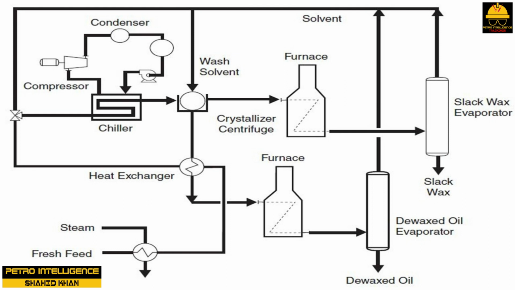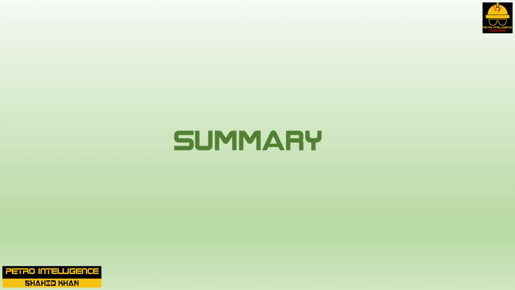The solvents are separated and recovered from the wax and oil fractions by distillation in the dewaxed oil evaporator. The solvents are recycled back to the process from the top of the slack wax evaporator. The slack wax and lubricating oils are sent from the bottom of the slack wax evaporator to storage.